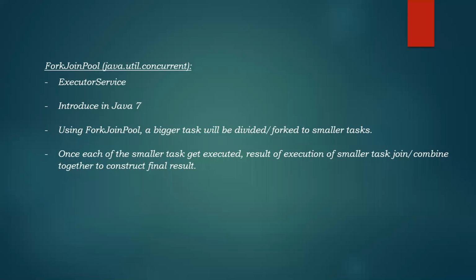Using ForkJoinPool, we can divide bigger tasks into smaller tasks. Each of the smaller tasks gets executed, and the results of the execution of the smaller tasks are joined or combined together to construct the final result.